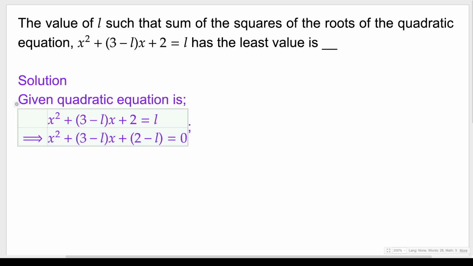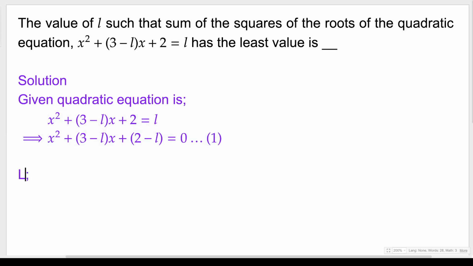If I compare with that, the coefficient of x² is 1, the coefficient of x is 3 − L, and the constant part is 2 − L, which can effectively be said to be the coefficient of x⁰ in the quadratic expression, if you observe the left hand side of it. Now I'll assume this equation as equation 1.